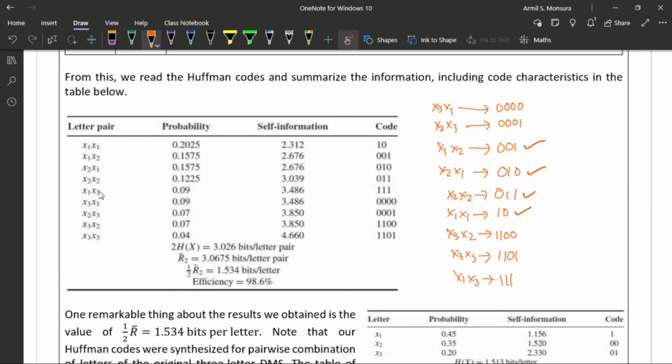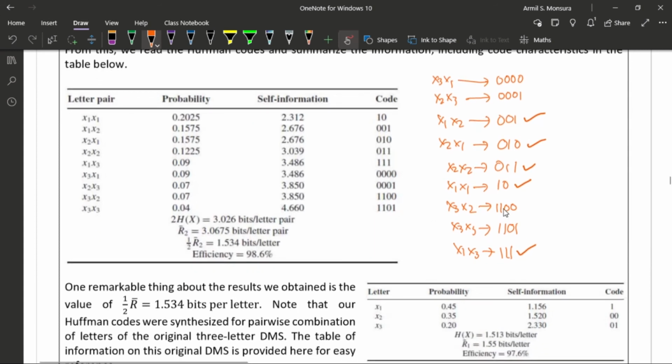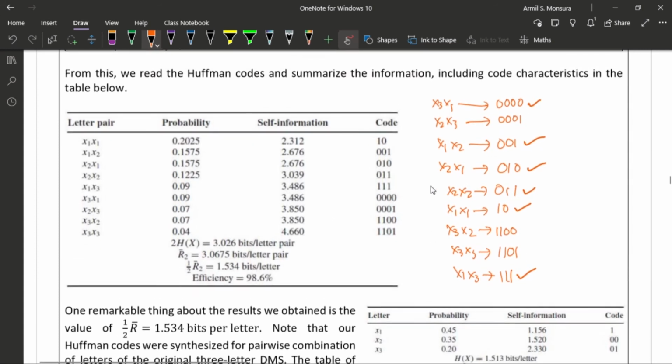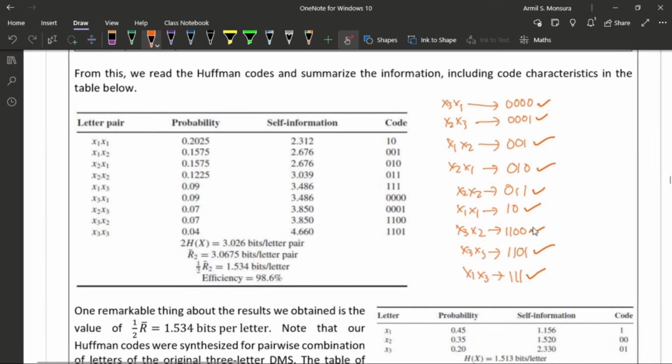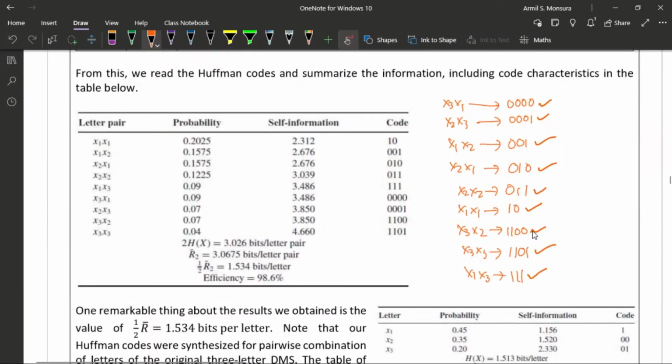For x1, x3, where is x1, x3? Here. So we have 1 1 1. For x3, x1, here we have 0 0 0 0. For x2, x3, we have 0 0 0 1. For x3, x2, we have 1 1 0 0. And then finally, for x3, x3, we have 1 1 0 1. Okay, so there.